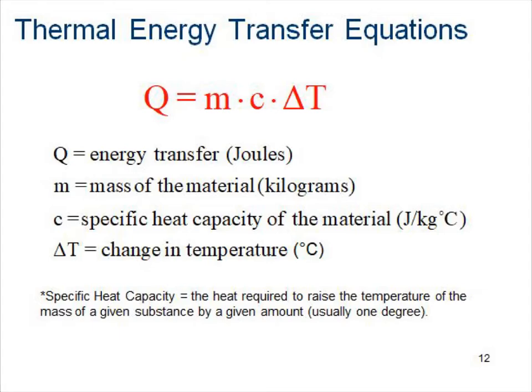As you can see in the provided equation, the amount of heat, Q, represented by capital letter Q, is equal to mass, m, of the substance times the specific heat capacity times the substance's change in temperature, delta T.